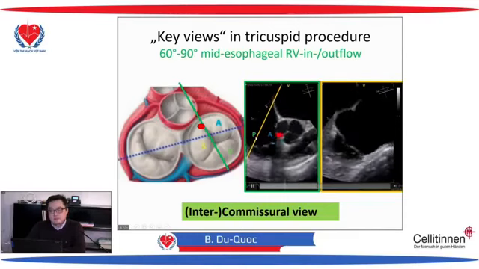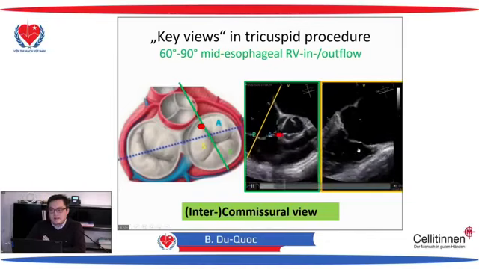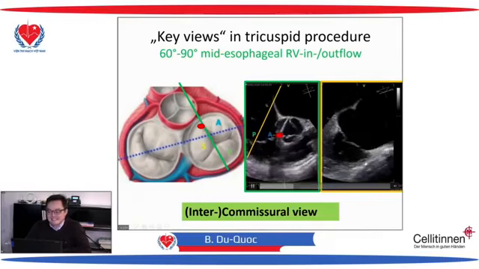Now we do biplane now, and in this case we do the biplane through the posterior leaflet of the tricuspid valve, and you get this yellow box. And in this view, you can see a lot of things.